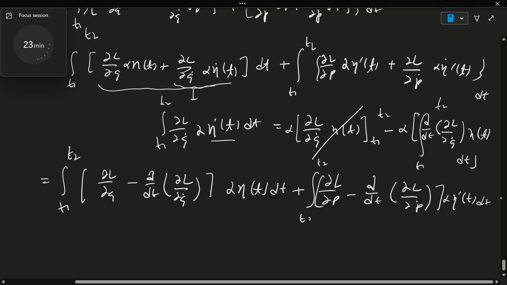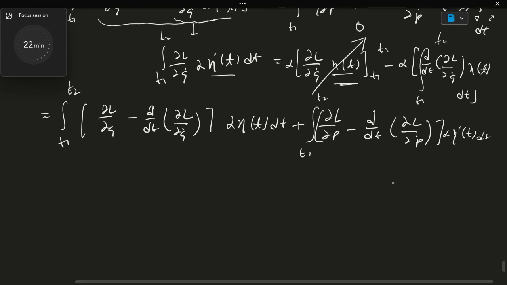Why? Because this term will be 0, right? This term will be 0 because eta of t2 and eta of t1 are 0. At the endpoints it is set to 0, so this part will be 0. In the same way, here you will also get something ∂L/∂ṗ eta prime of t, and that will also become 0 at the two endpoints. So you will get something like that. And as we have chosen the actual path, this is your delta S. For the actual path, delta S equals 0. So this term will be equal to 0.